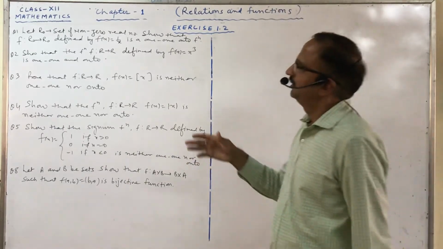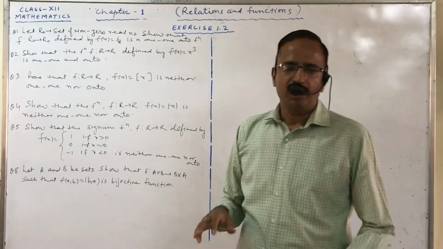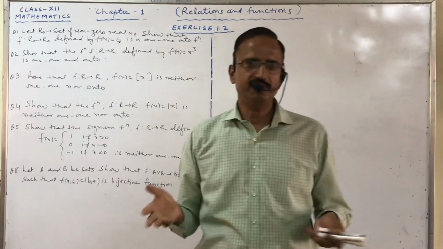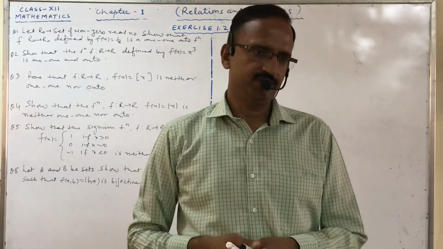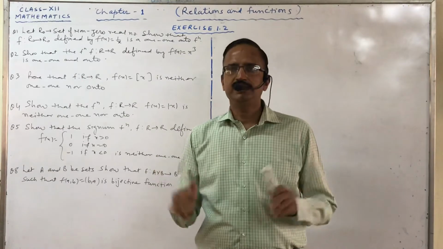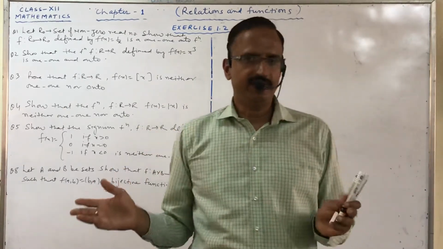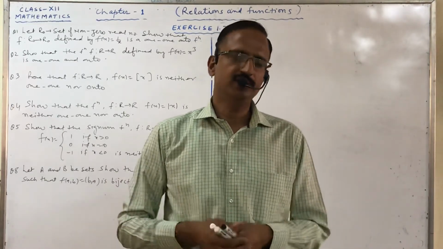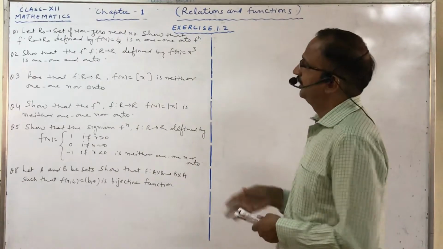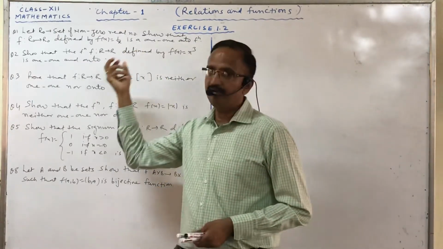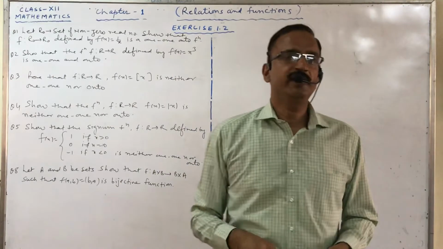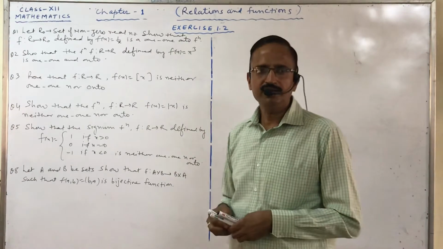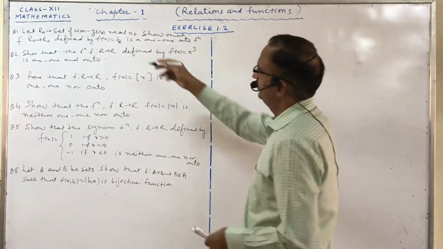For a function to be one-one, we consider two different elements. If the images of the different elements are different, we can say that it is one-one. Or we can consider the images of two elements: if the images are same, then the elements must be same. Then only it is one-one. For onto, every element of codomain Y must have a pre-image in domain. Then only it is onto. So let us start with the first question.